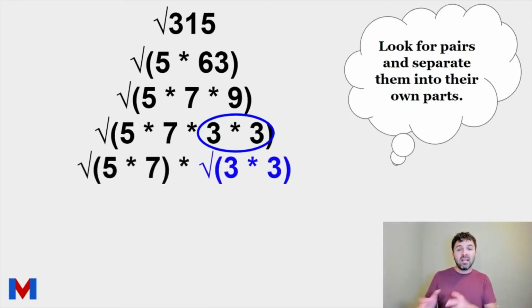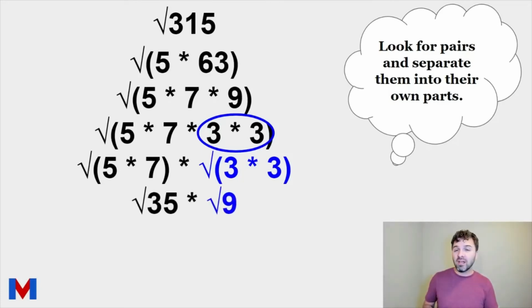So I can rewrite this now as square root of 5 times 7, which are my prime factors, times the square root of 3 times 3, which is my pairs. And because I'm multiplying, these are still equivalent expressions. I'm not changing it up. I'm just changing how it looks. It's still the same thing.